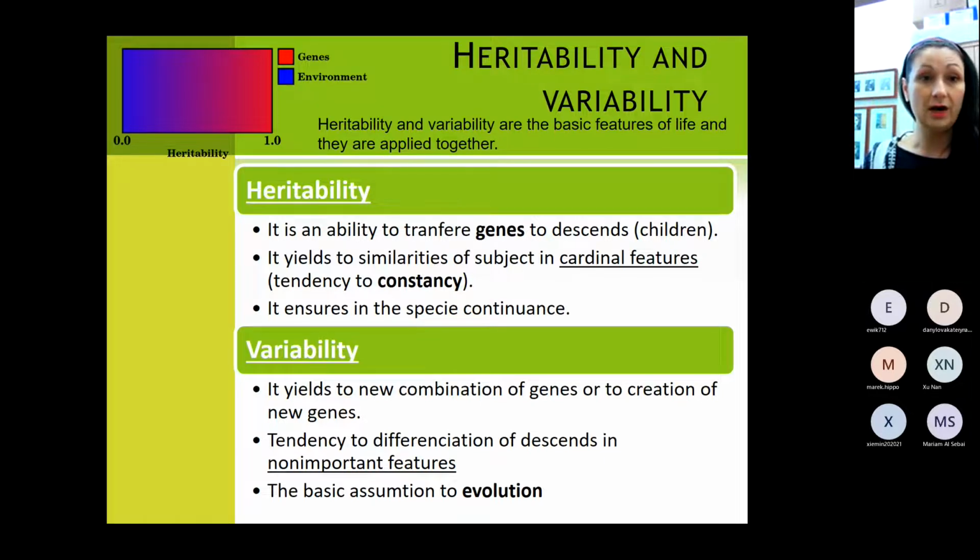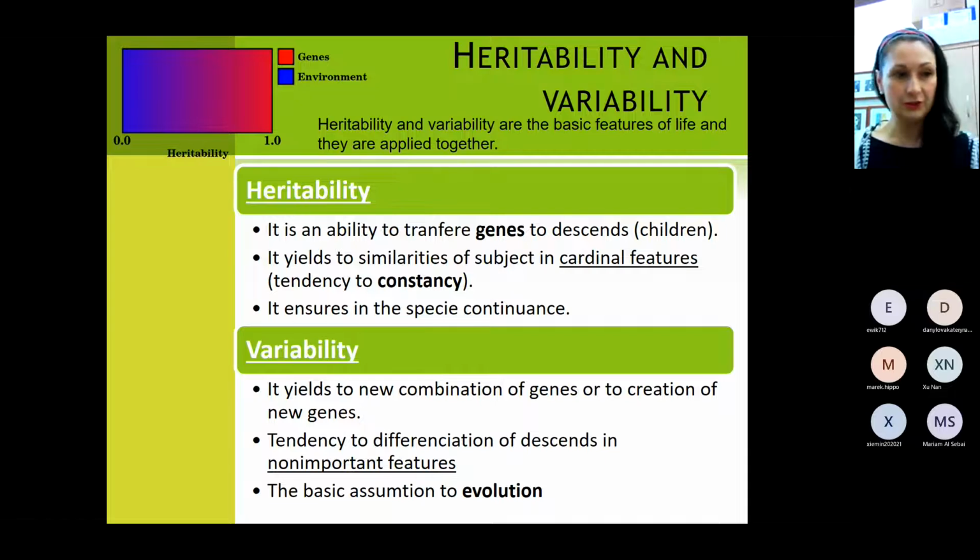Heritability is determined by our genes. This is what is given. This is what we have from our parents, from our ancestors, and we cannot simply change it. This is quite difficult. This is something like a prescription for us. And we are working with our genes. And this working with our genes gives us space for variability.